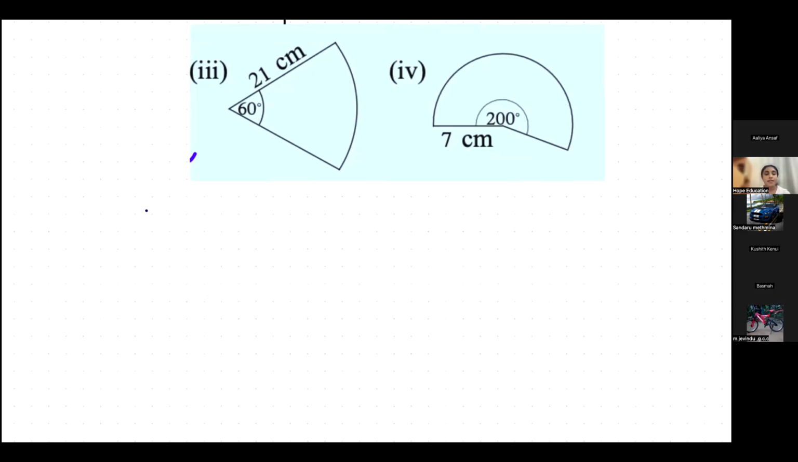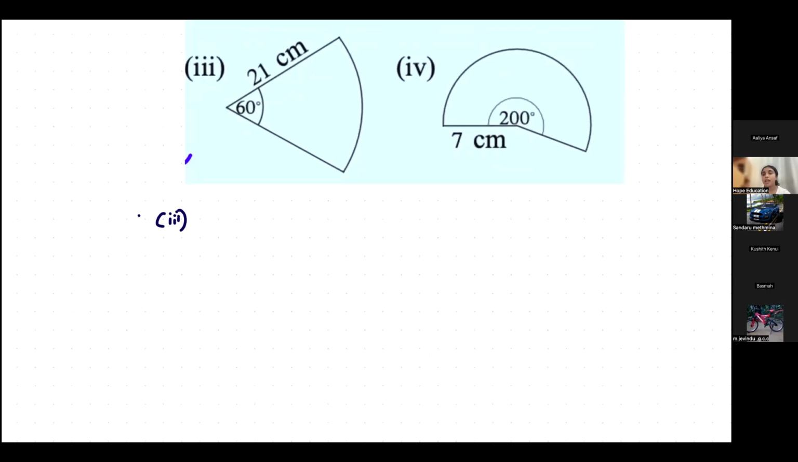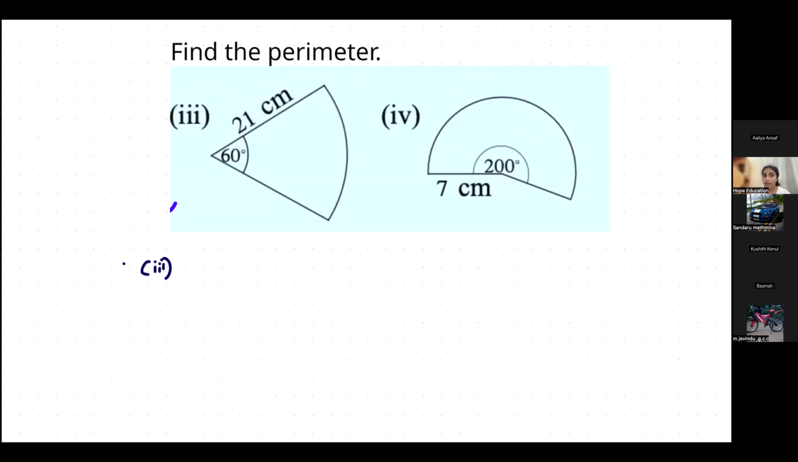All right, let's discuss the third one. Now I told you, both of you, I asked you to find the perimeter, not the arc length. Okay?